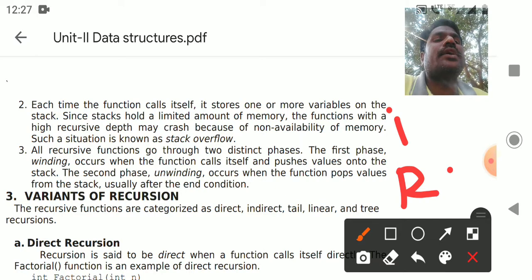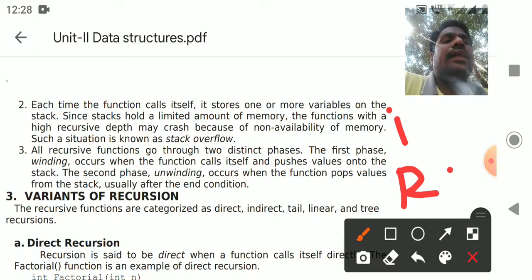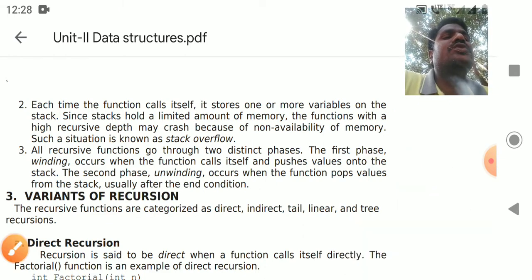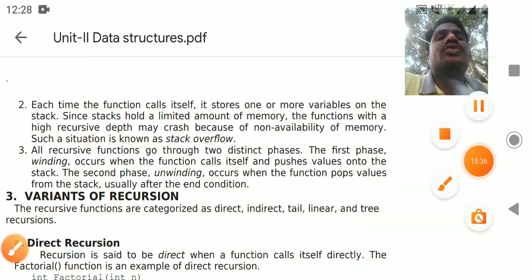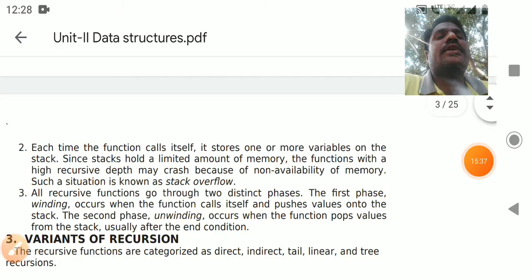Popping the values from the stack is called unwinding. So that is a recursive function. This is a recursive function. So dear students, this is the recursive function definition.